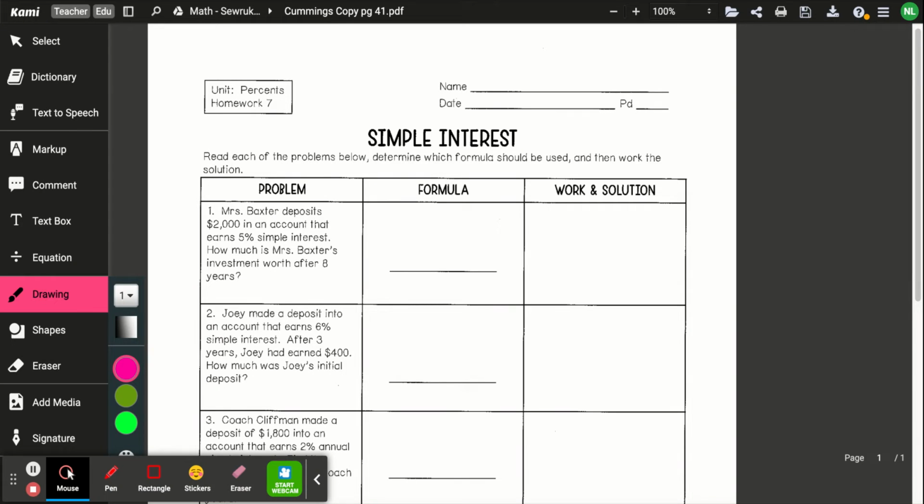Okay, so this is page 41, which was also homework that is due today. This video will help you get it turned in by Friday if you watch it.